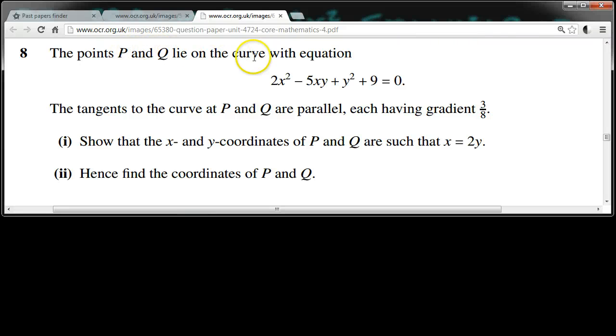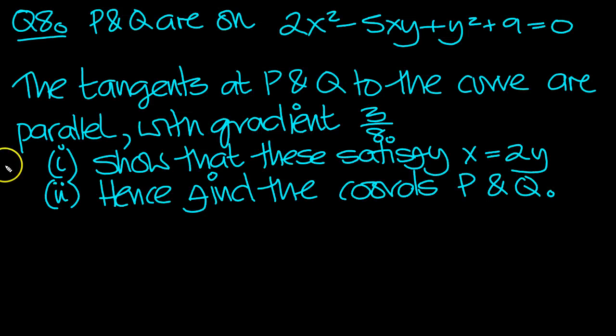The points P and Q lie on the curve with equation 2x squared minus 5xy plus y squared plus 9 equals 0. The tangents to the curve at P and Q are parallel, each having gradient of 3/8. Show that the x and y coordinates of P and Q are such that x equals 2y, hence find the coordinates of P and Q. Okay, let's have a little look at this then.